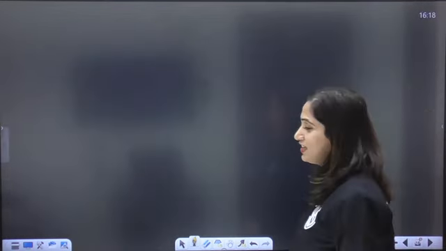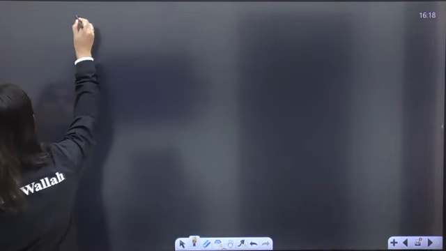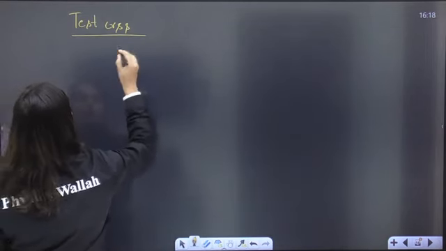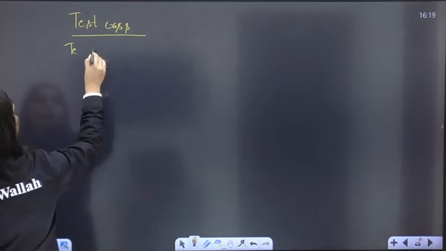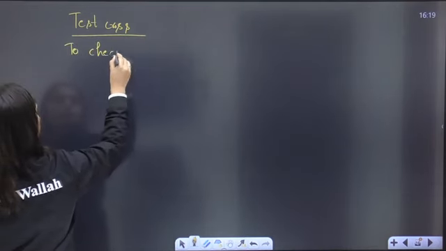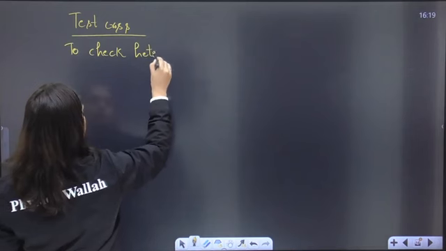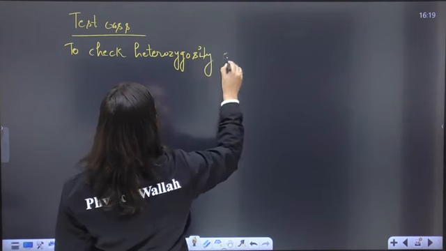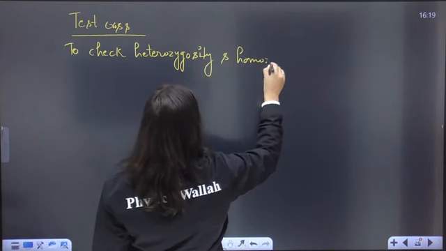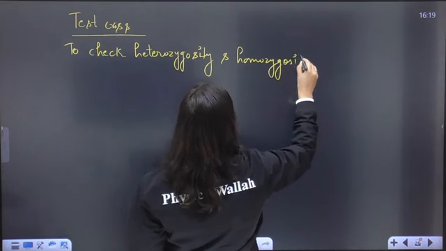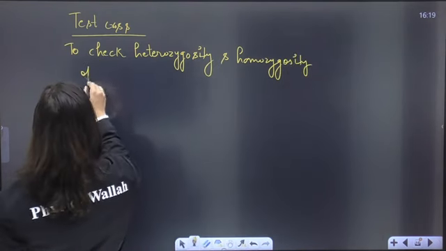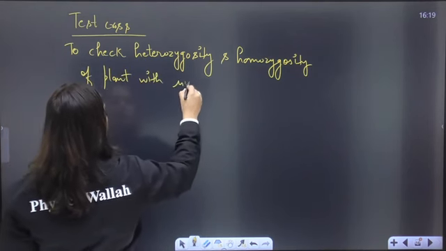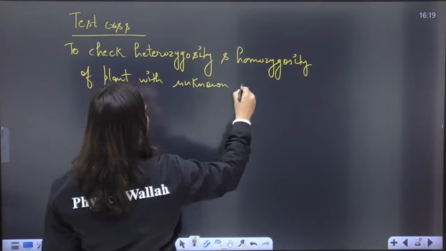The utility of test cross is to check the heterozygosity or homozygosity of the plant with unknown genotype. To check heterozygosity and homozygosity of a plant with unknown genotype.